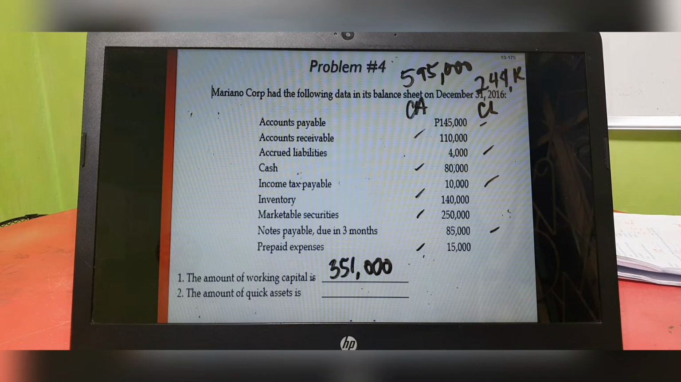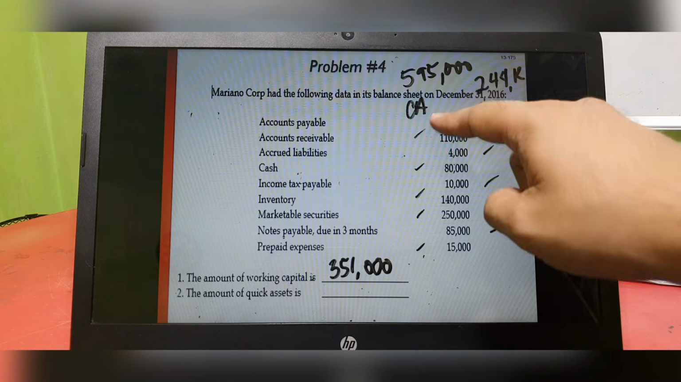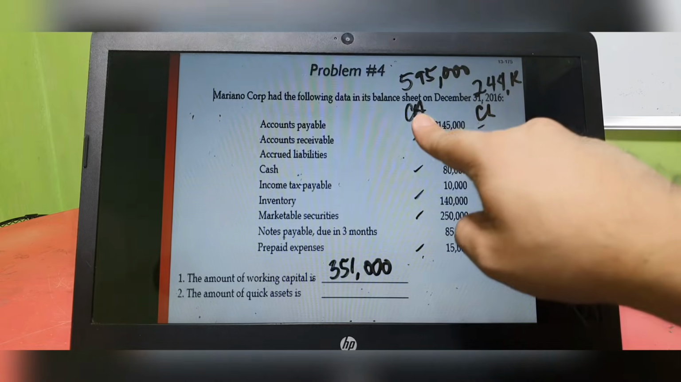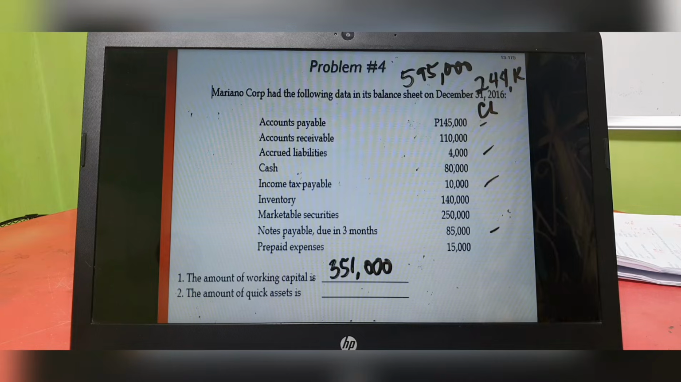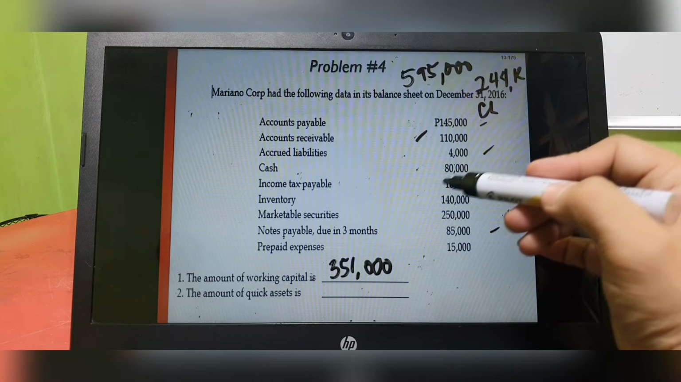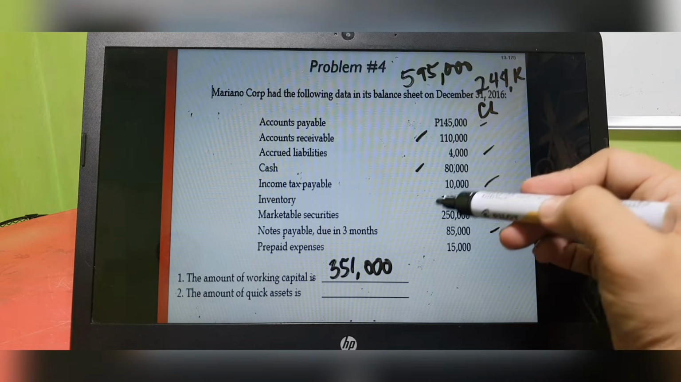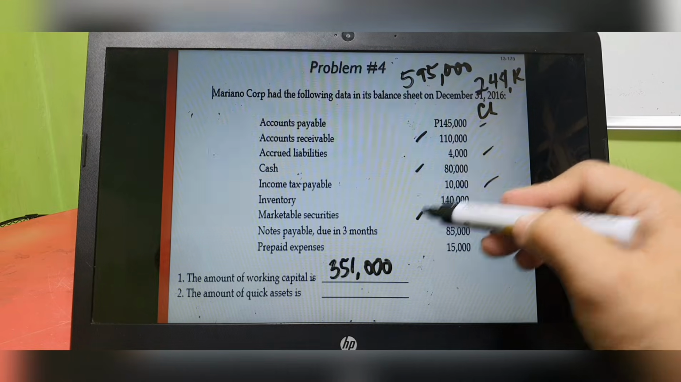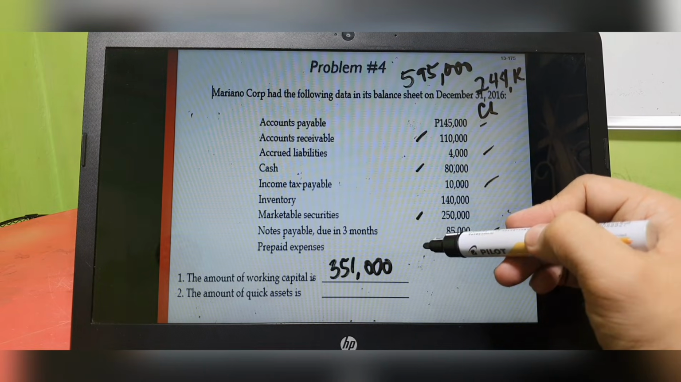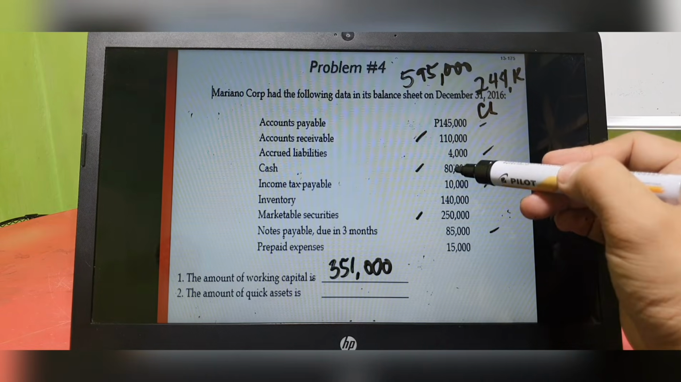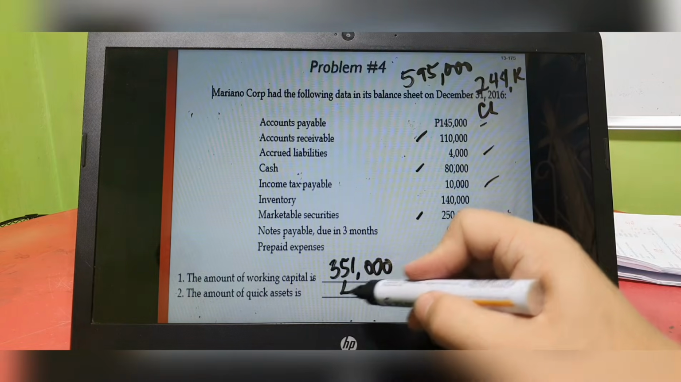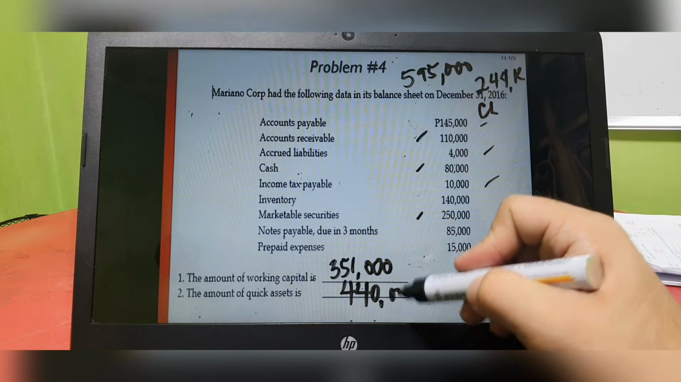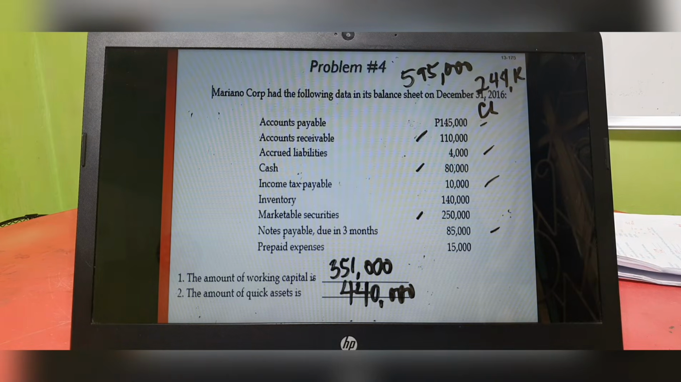The amount of quick assets. So not all the current assets are included. So tanggalin natin yung check. Compute natin yung quick assets natin. Accounts receivable, yes. Your cash, yes. Your inventory, no. Marketable securities, yes. How about the prepaid expenses? No. So ang kasama lang 110 plus 80, 190 plus 250. So that is 440,000. So that's problem number 4.